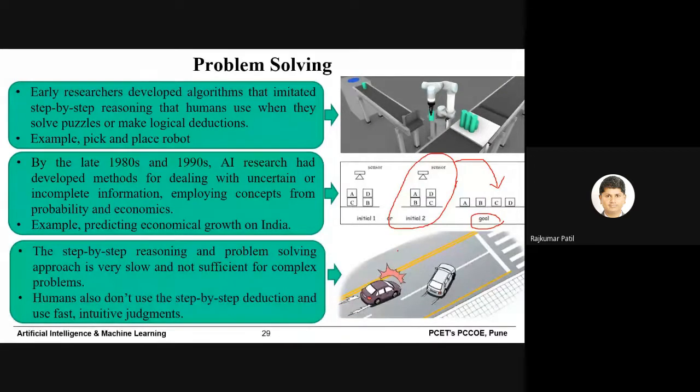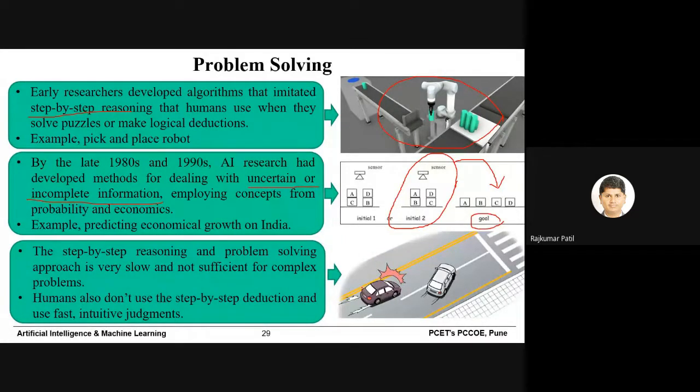Then again, in the 20th century, what is observed is that simple step-by-step reasoning, or reasoning with uncertain or limited information, will not work especially for complex systems, because step-by-step reasoning is a very slow process and can be applied only to simple systems. For example, pick and place robots.